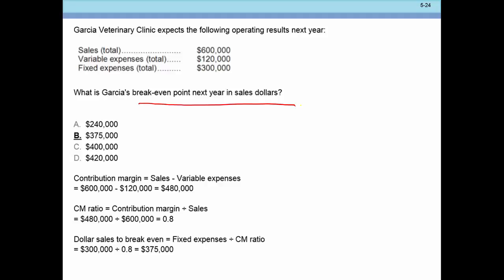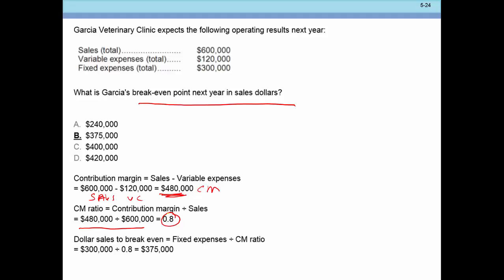And so what happens? I go ahead, I figure out my contribution margin. Right? Sales minus my variable costs. Right? That gives me 480,000 contribution margin. I divide that by my sales. That means I have a contribution margin ratio of 0.8. Do you like that contribution margin? I think that's pretty good, right?